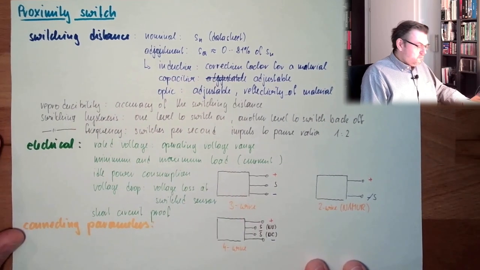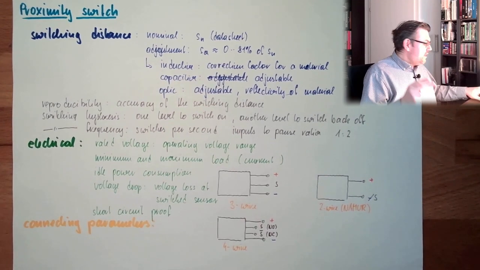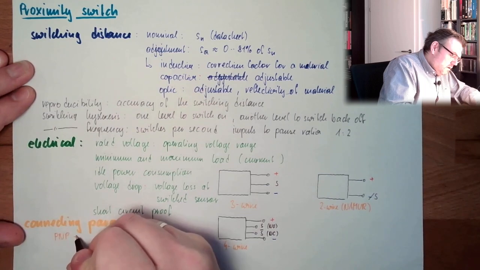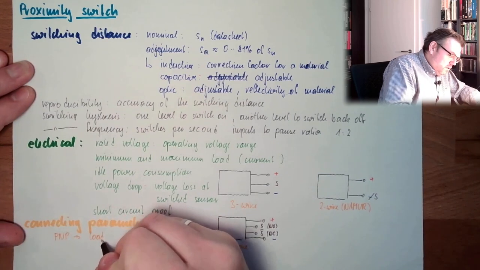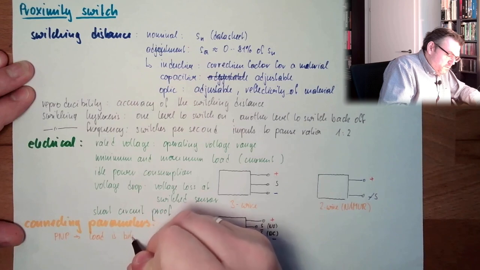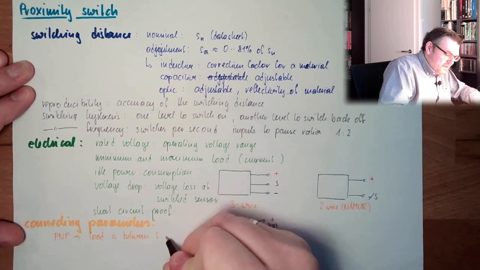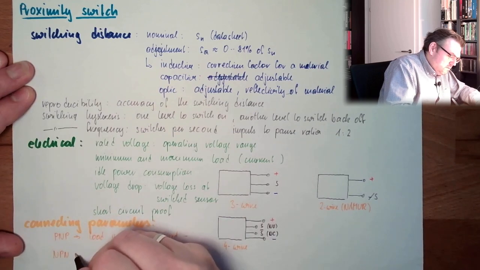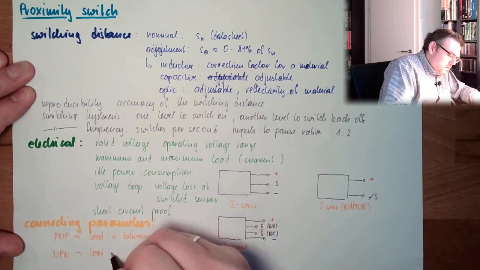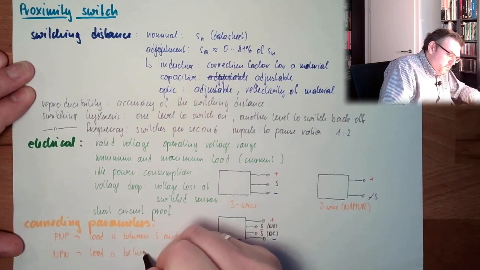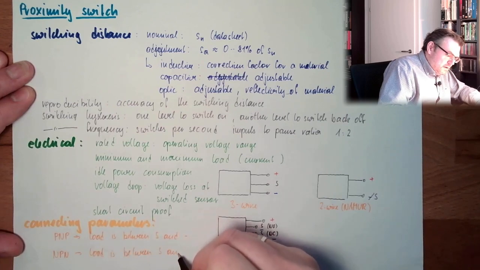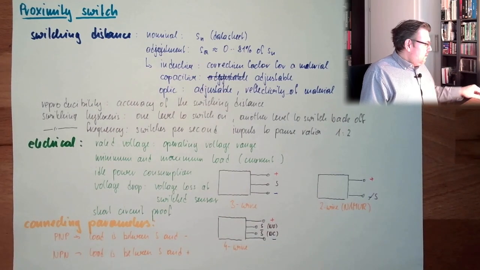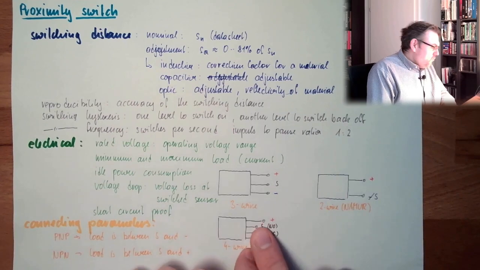And there are two possible ways to switch. That's PNP connection, PNP output, where the load is between S and minus. And there are NPN outputs, where the load is between S and plus. So one output is switched.